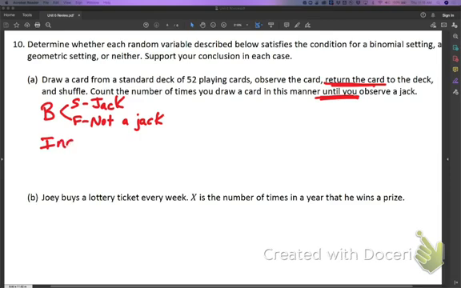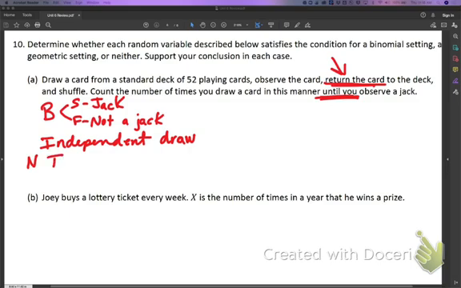We do have independent draws. What I draw does not hinge upon what I have already drawn because I am returning the card to the deck. So just because I have already gotten a certain number or a jack or not doesn't change whether or not I'm going to get another jack. Now, do we have N or do we have T?